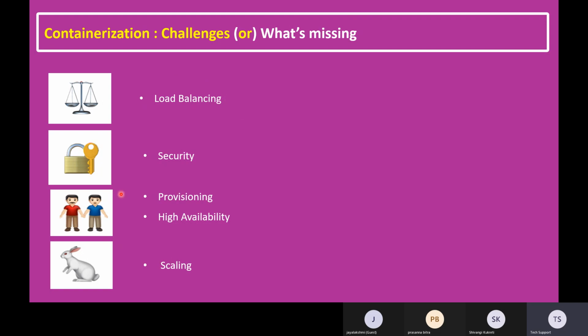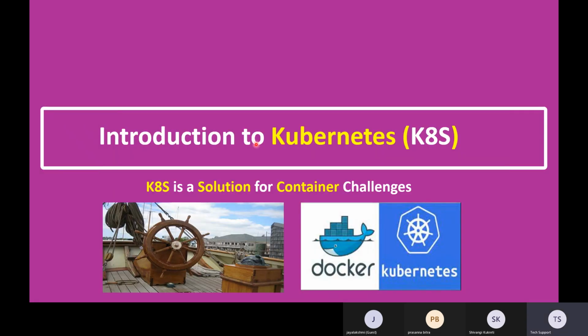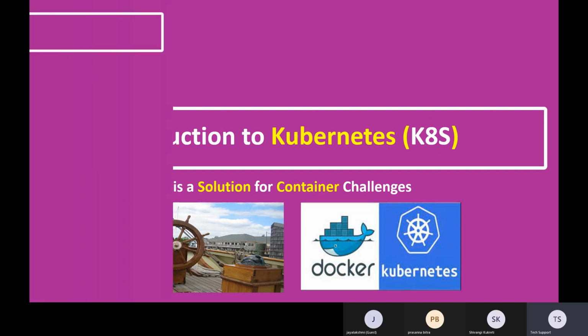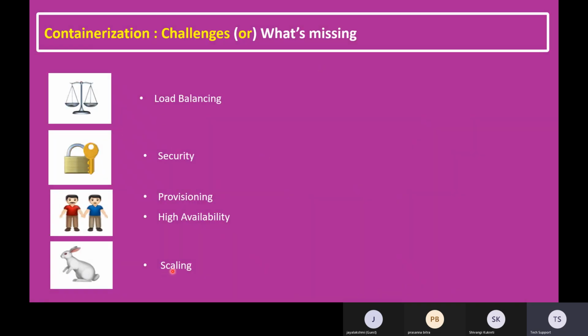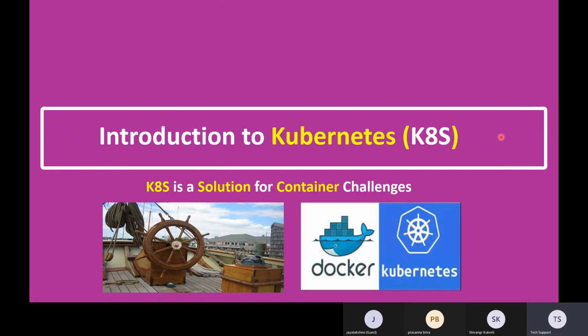So to address all these missing challenges, there is a new concept. To address containerization challenges, we have a concept called Kubernetes. This is the introduction to Kubernetes. In short form, we call it K8s. So K8s is nothing but Kubernetes. Kubernetes is a solution for container challenges. Whatever challenges we have in containers, to address all of them, we require Kubernetes. That is the importance of the Kubernetes concept.